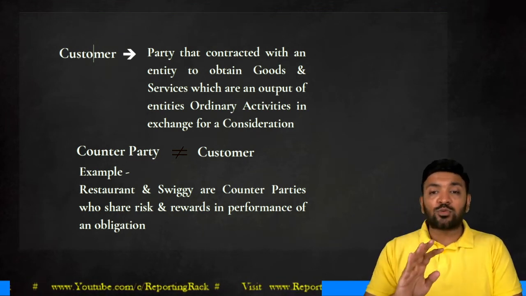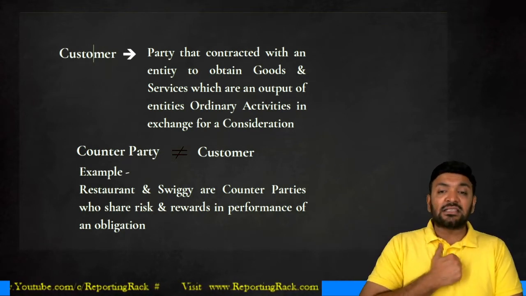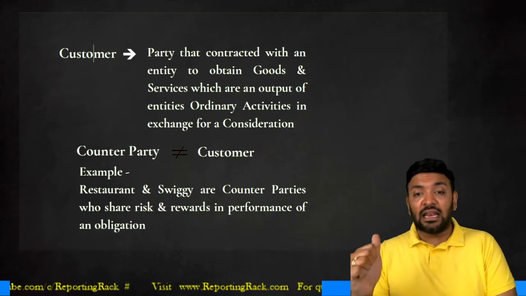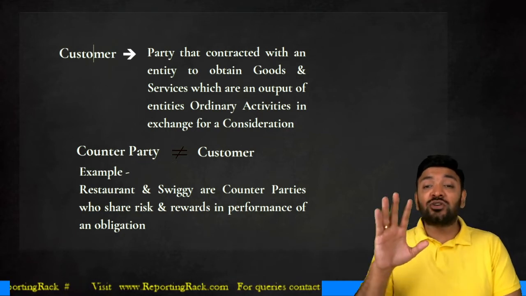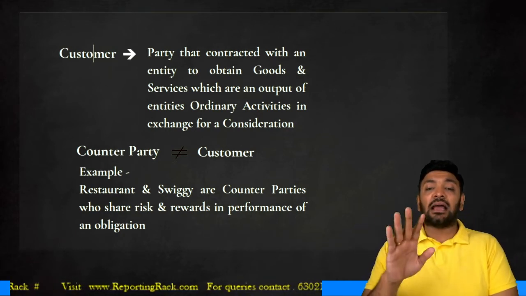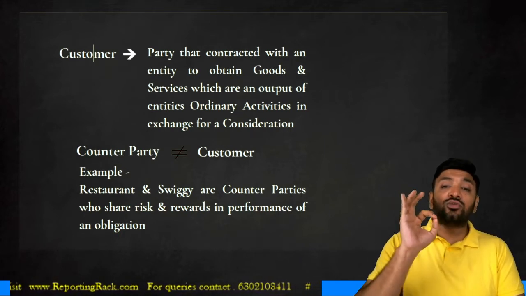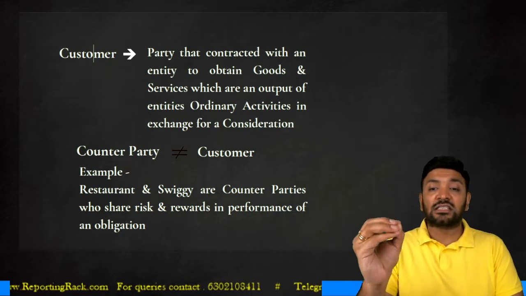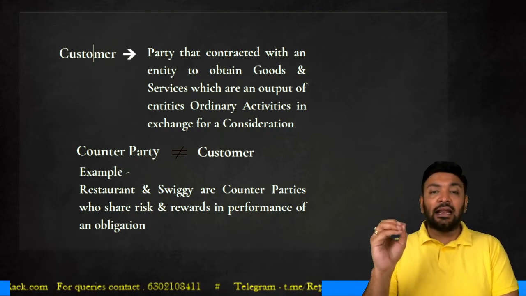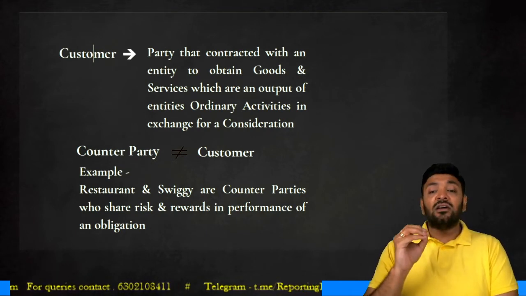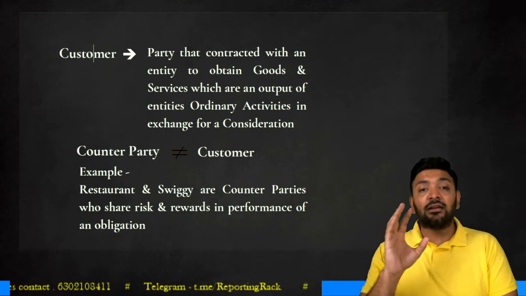To be covered under Ind AS 115, that customer should have contracted with an enterprise to obtain goods and services which are an output of the entity's ordinary activities, and always in exchange for consideration. That means distribution of free samples will never come under Ind AS 115. There should always be consideration attached to such a contract where there is a transfer of goods and services to the customer. Clear? So a party who has contracted with the enterprise to obtain goods and services which are an output of the entity's ordinary activities in exchange for consideration is called a customer.